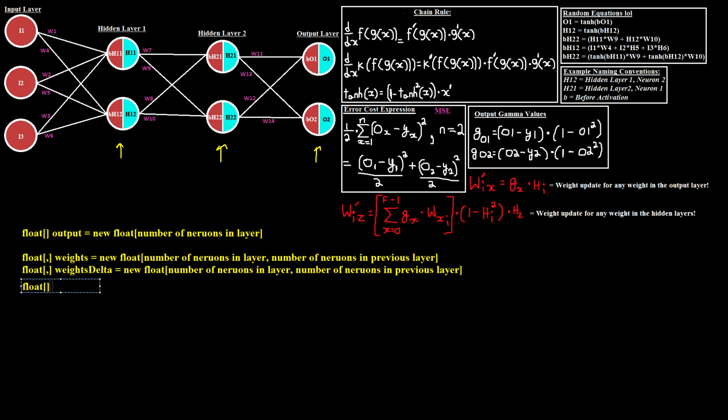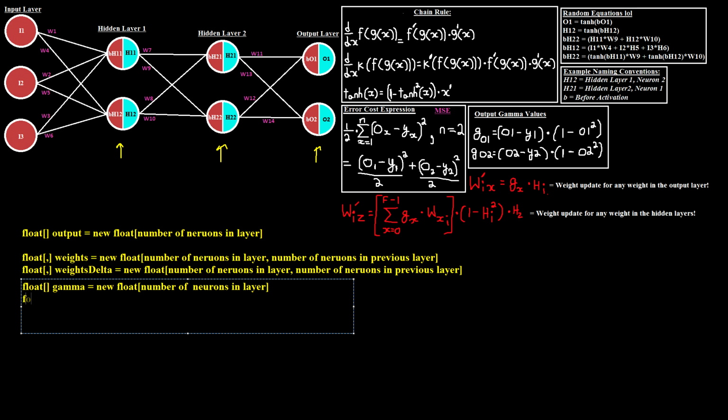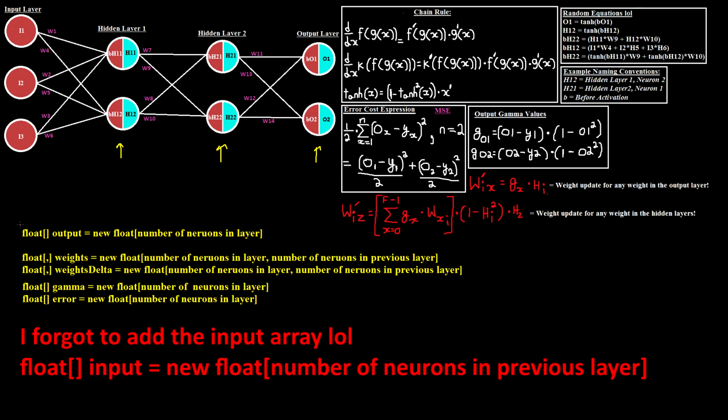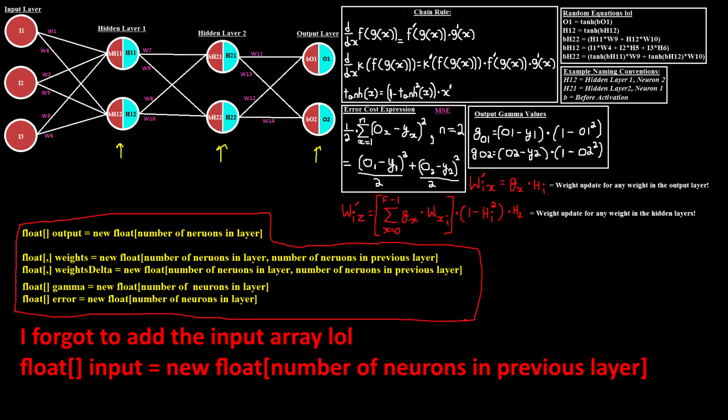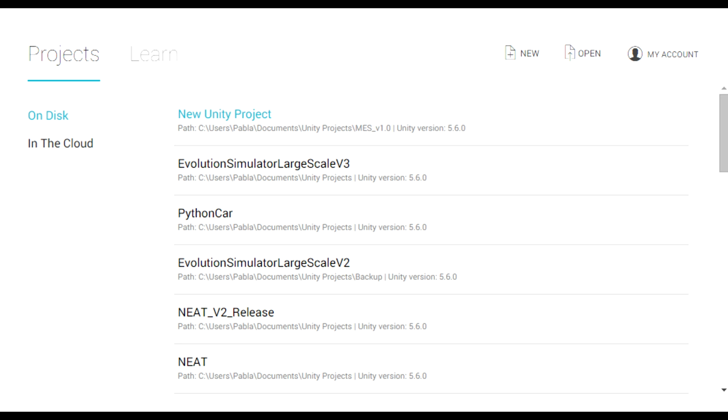So float gamma is equal to new float, and this is just going to be the number of neurons in the layer. This is just a special little thing that we're going to need for the output layer, because we're going to be calculating the derivative of our mean squared error for the output layers. Each layer will have this data structure to keep track of. With these simple 5 data structures, we can do back propagation and forward propagation. So I'm going to be programming this in C# in Unity, but you can do it in C# in any other development environment you want.